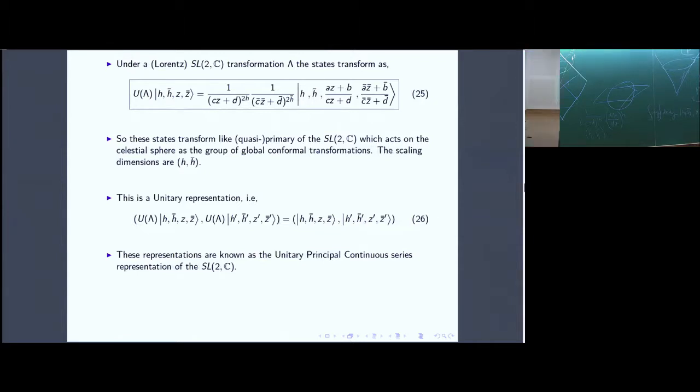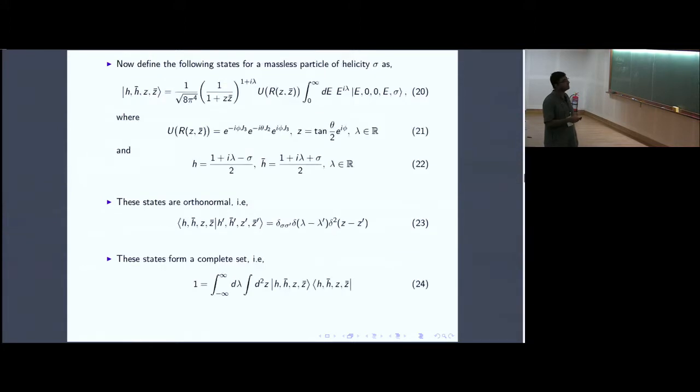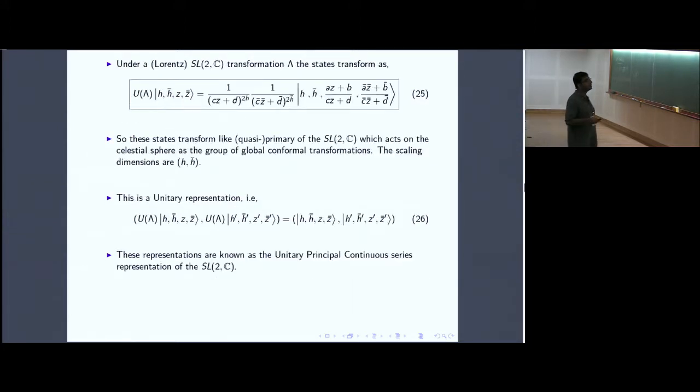So in these states, these states actually transform like the primary of the SL2C, which acts on the celestial sphere as a group of global conformal transformation, and the scaling dimensions are now given by this HH bar. So HH bar has this particular form. Now, just using this, one can check that this is actually a unitary representation of the SL2C, and this is actually known for a long time. So this is called the unitary principal continuous series representation of the SL2C.